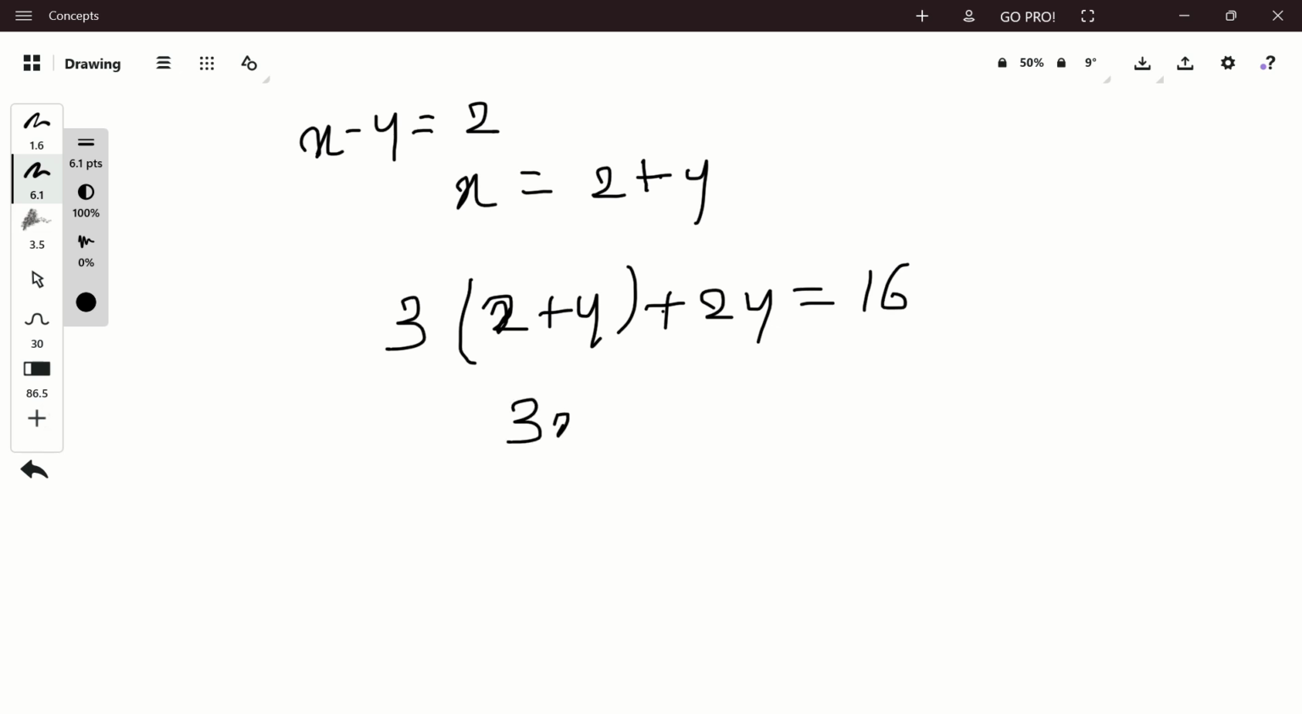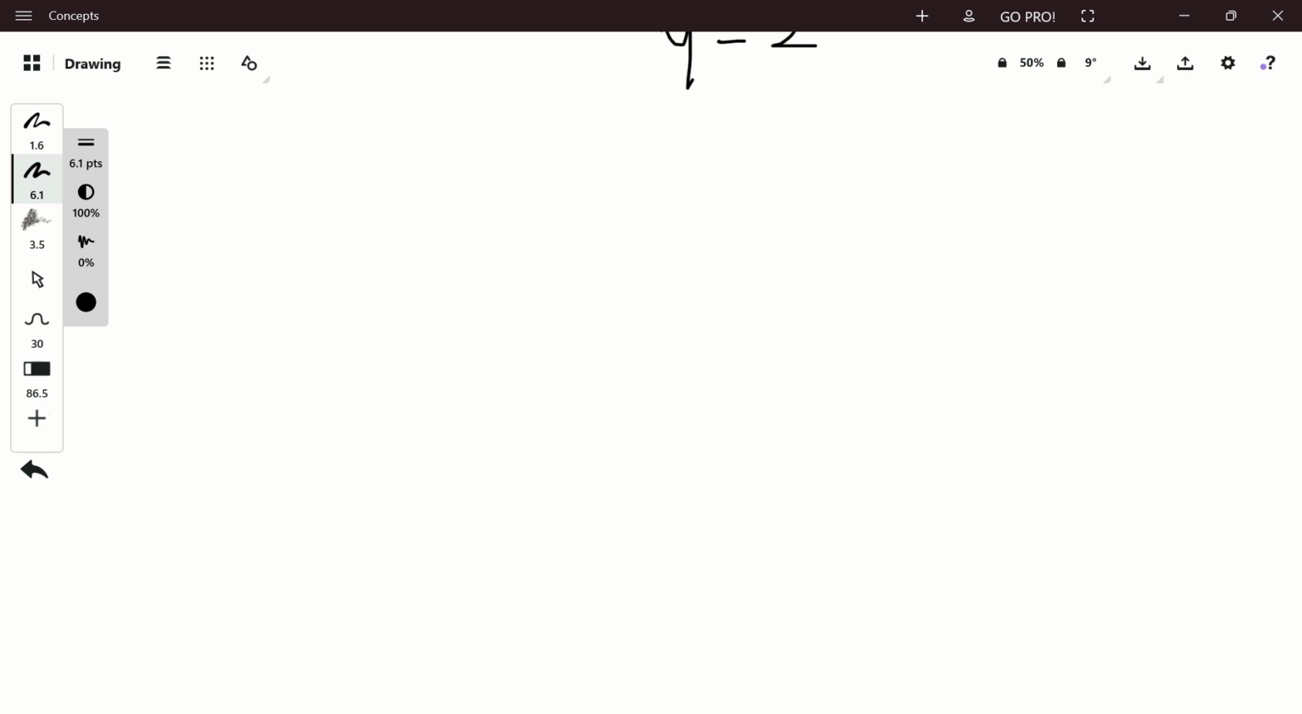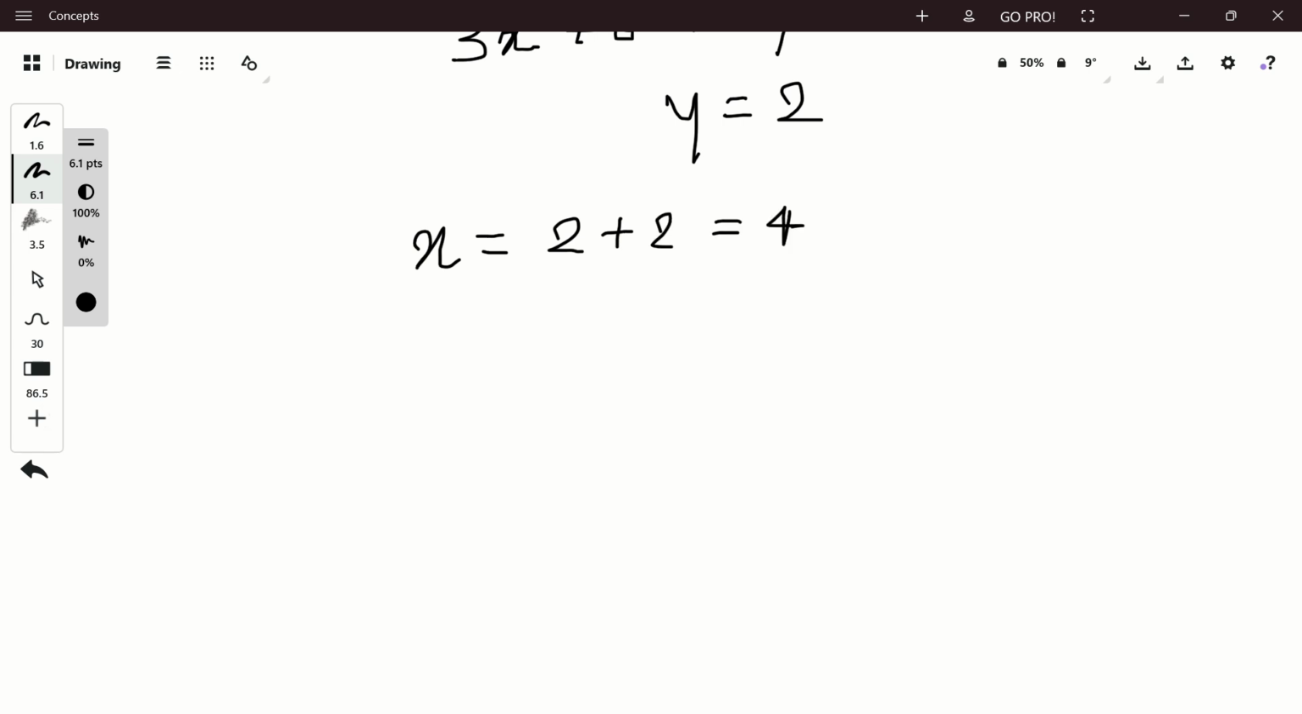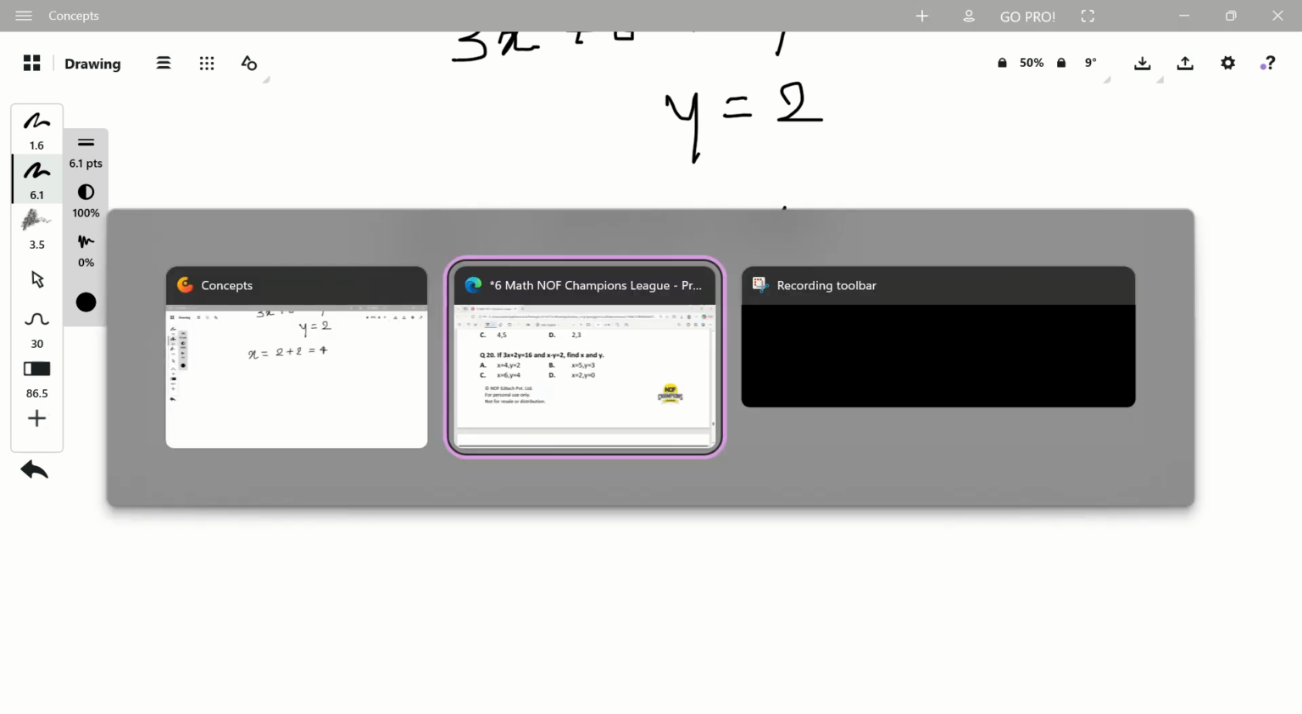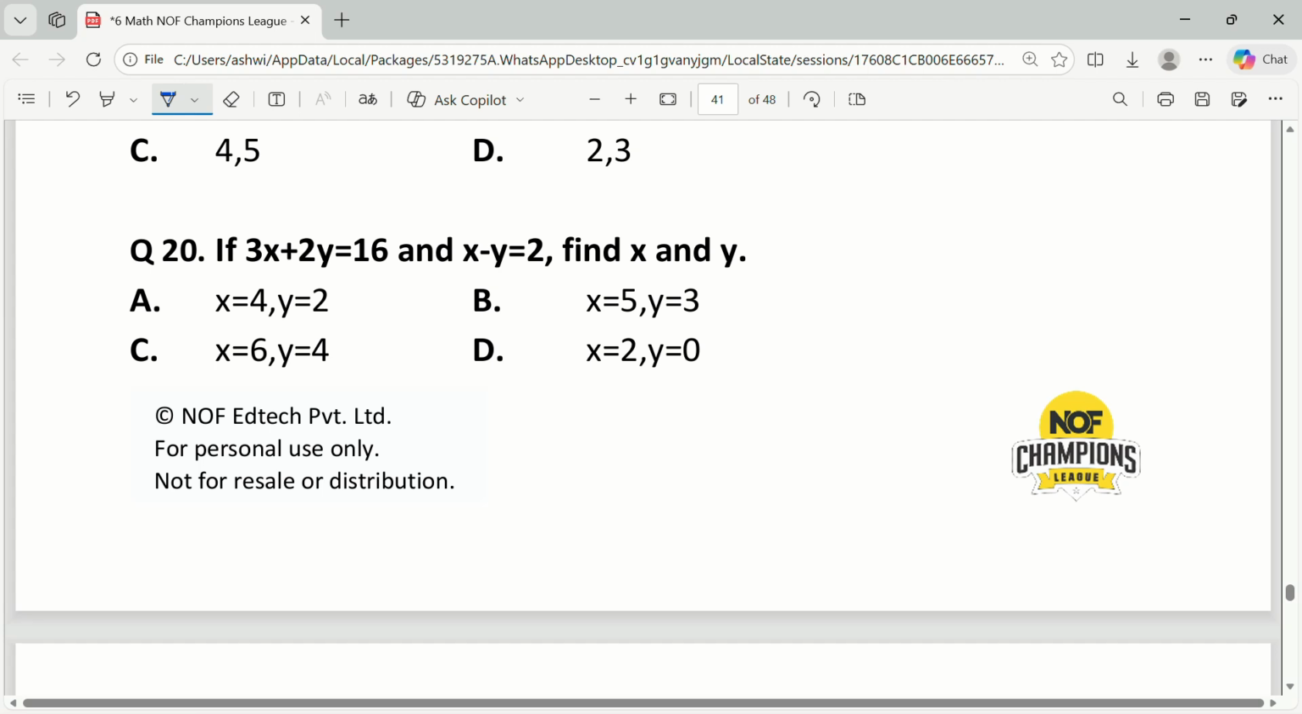That is 3x plus 6 plus 2y is equal to 16. Solving for y, we have y is equal to 2. Now, substituting the value of y in the first equation, we have x is equal to 2 plus 2, which is equal to 4. Comparing with the options, the answer is A, x is equal to 4 and y is equal to 2.